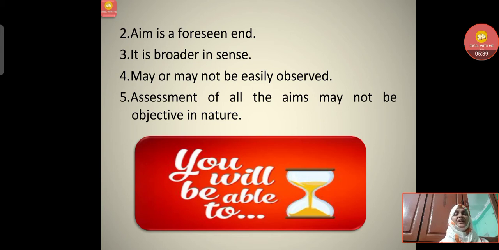May or may not be easily observed. Assessment of all the aims may not be objective in nature. That means we will write in the aim that you will be able to achieve so and so aims or goals.